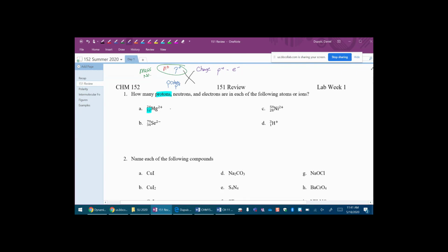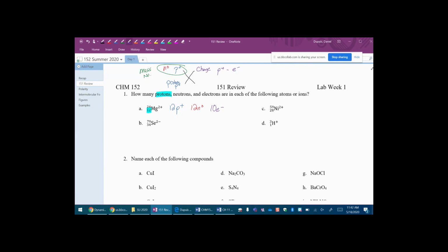How many protons? 12 protons. How many neutrons? Well, 24 minus 12 would be 12 neutrons, right? If I have 12 positives, right? Because protons and neutrons are the ones with mass. Electrons technically don't have mass. They're 1,000 times less. Electrons, we have 12 positives and 2 more positives. We have 10 electrons. All right? And that makes magnesium 2+ isoelectronic with neon.